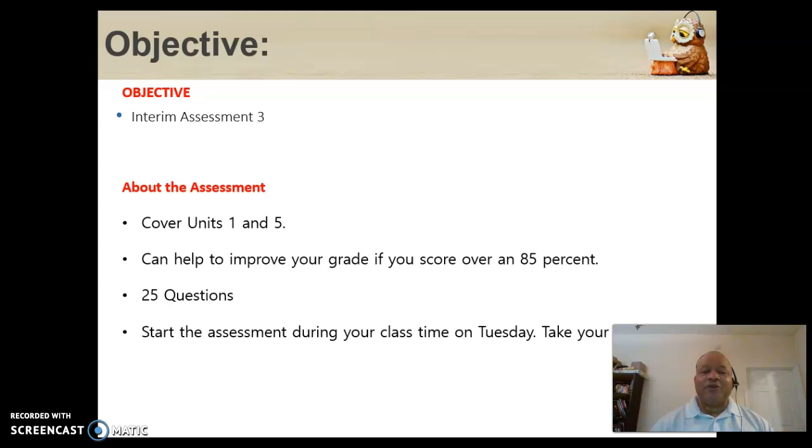This assessment can help you to improve your grade if you score over an 85%. The reason why is you're going to be able to redo questions that you miss. So giving you that extra chance to try to improve your grade is why it's set at 85%. There are going to be 25 questions on this interim assessment, and you should plan on starting the assessment during your class time on Tuesday. Remember to take your time. Very, very important to take your time.